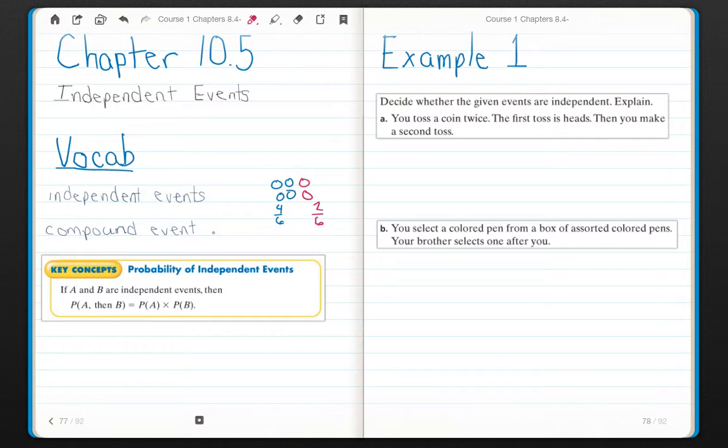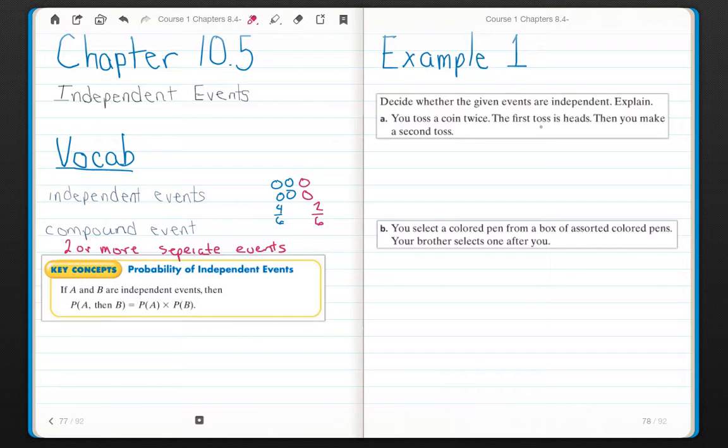A compound event consists of 2 or more separate events when they are independent. Okay? So 2 or more separate events. So how do I find the probability of independent events? I'm going to multiply the probability of A happening, the first event, times the probability of B, the second event. So let's take a look at example 1.